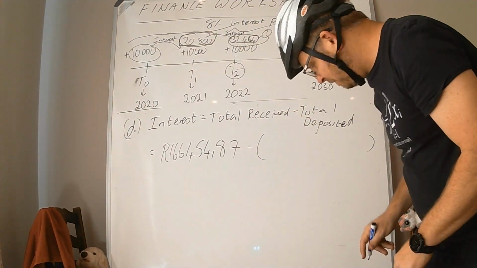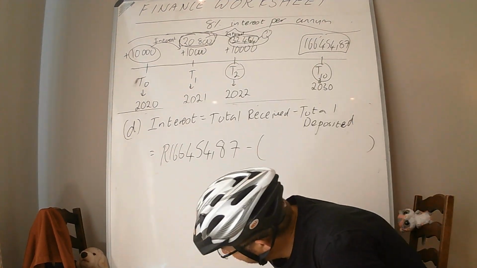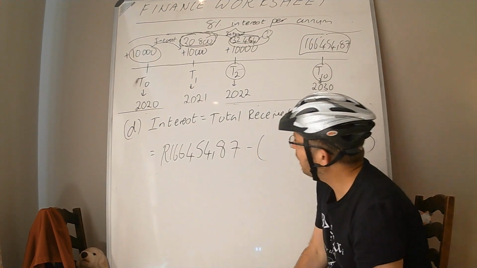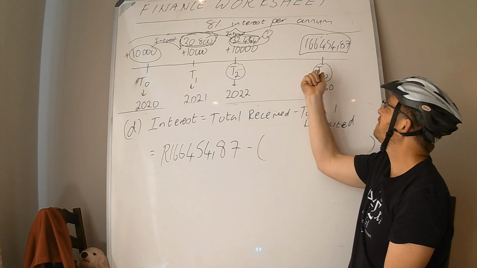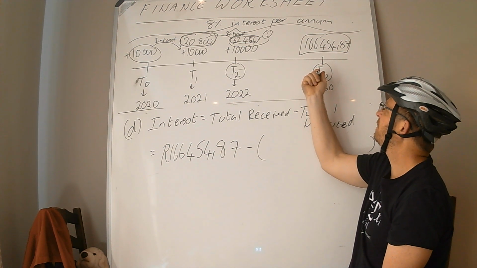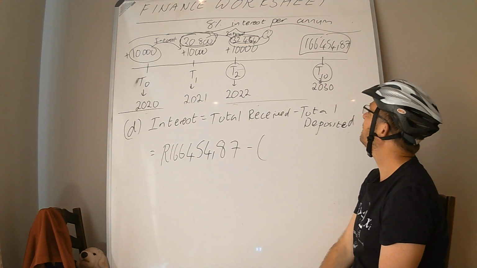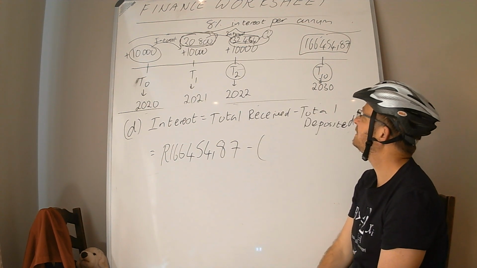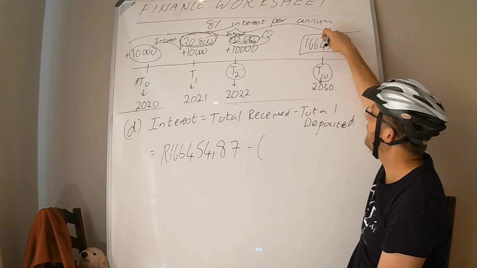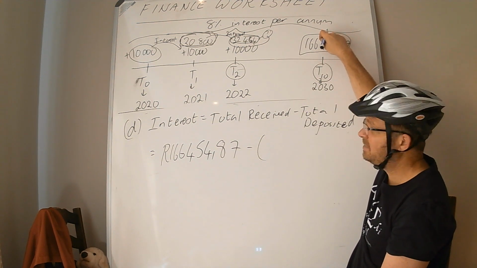Right, Pilar, if you could be so kind as to do this next question for us. The question was, after this payment, this deposit of 10,000 Rand over here, in other words, beginning of 2030, we realized that now I had 166,454.87. The question is, at this point over here, how much interest had she received from the bank?